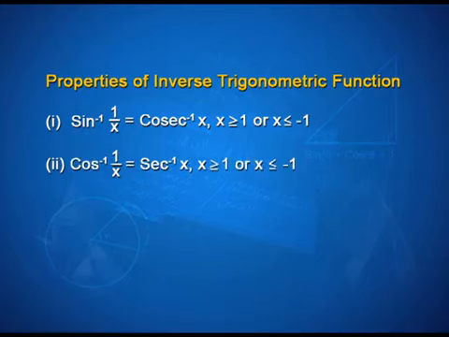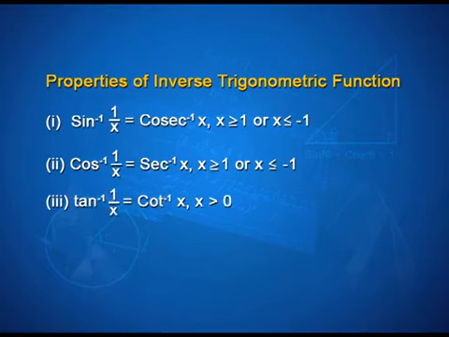Similarly, you have two more properties which say that cos inverse of 1 by x is sec inverse x, and tan inverse of 1 by x is equal to cot inverse of x. As you look at the property, you must be able to feel where this is coming from. Remember, there is a relation between cosec theta and sin theta. Keep that in mind. When you look at the proof, you will be able to see how the two get connected.